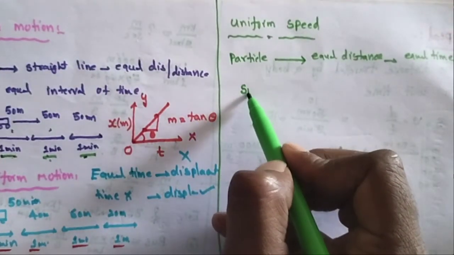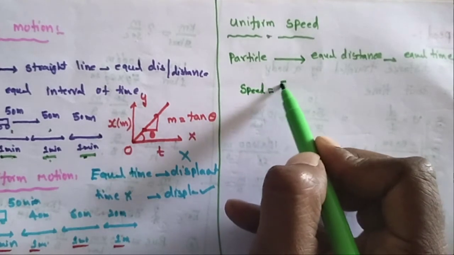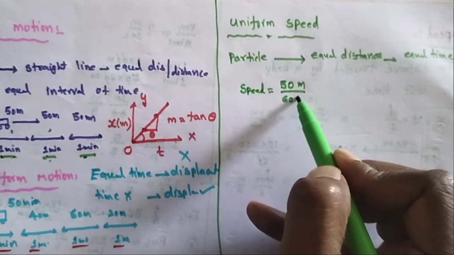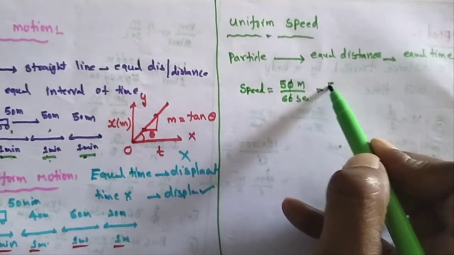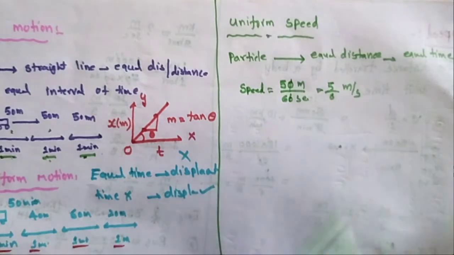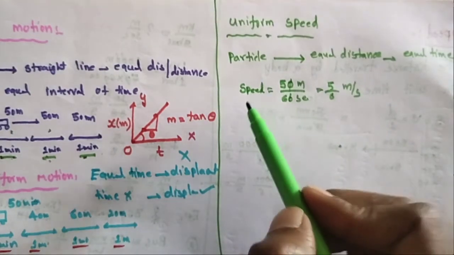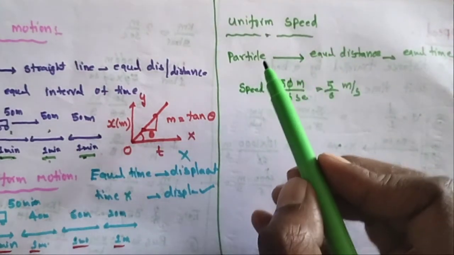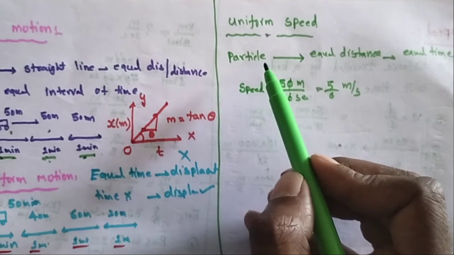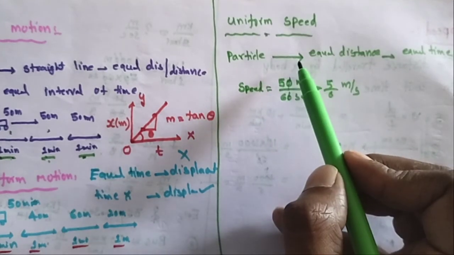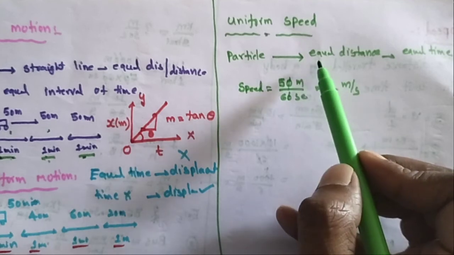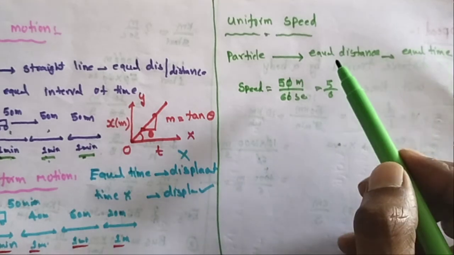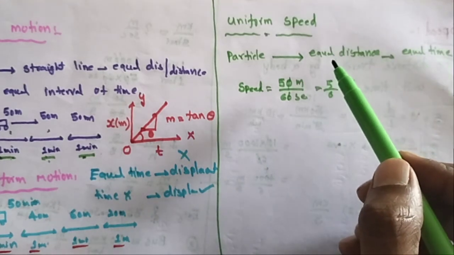Here the speed is equal to distance divided by time, that is 50 meters by 1 minute. Taking 1 minute as 60 seconds, the zero cancels, giving 5 by 6 meters per second. So this speed is called uniform speed. What is uniform speed? If a particle moves along a straight line, say the x-axis, covering equal distance in equal intervals of time, this speed is called uniform speed.